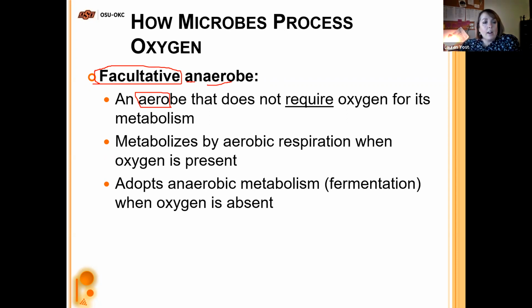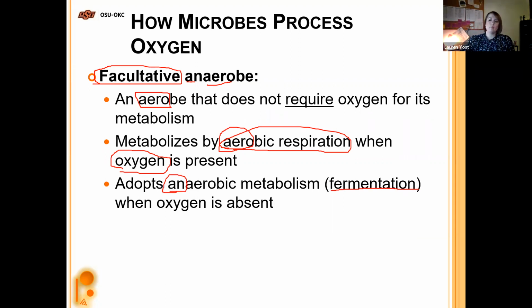If it's facultative, it's an aerobe that does not require oxygen for metabolism. Doesn't need it. It metabolizes using aerobic respiration when it does have oxygen. What's aerobic respiration? It means it uses oxygen, right? That's aero. Anytime you see it, oxygen. So anytime there's oxygen present, it will do aerobic respiration. When there isn't oxygen, it will do anaerobic metabolism. In this case, fermentation.